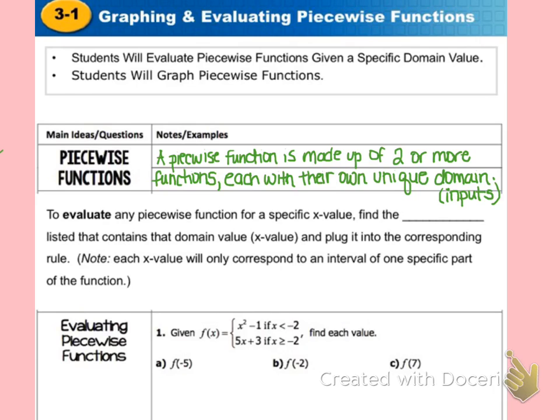We'll look at some of those real life situations later in the lesson, but to start off, we're going to take a look at how to evaluate a piecewise function. To evaluate any piecewise function for a specific x value, we're going to find the piece or part listed that contains the domain value, the x value, and plug it into the corresponding rule. Each x value will only correspond to an interval of one specific part of that function. In other words, whatever the input might be, that input will direct us to the piece of the function that we want to utilize.